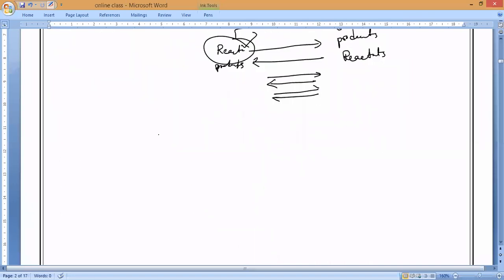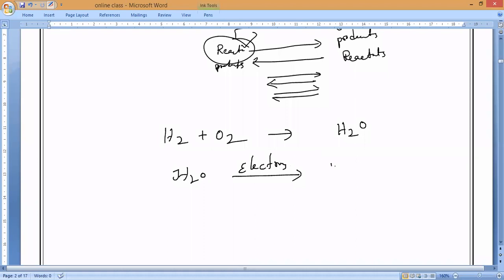Yes, sir. See, hydrogen plus oxygen will give you what? Water. If you do electrolysis on water, a chemical reaction, again we get hydrogen plus oxygen separately. Do you understand, guys? That's why I can say these reactions are called reversible reactions. What do we call them?